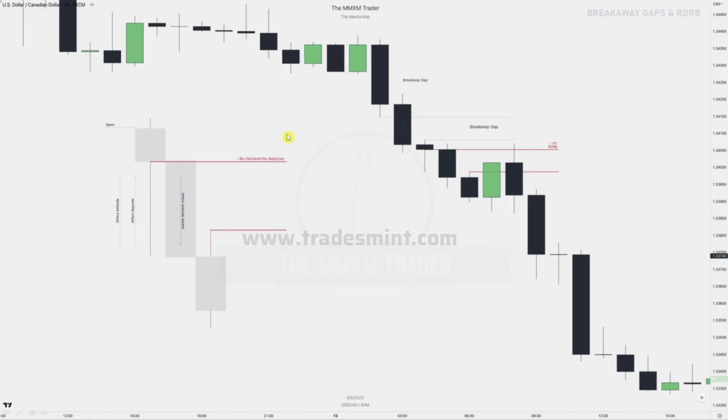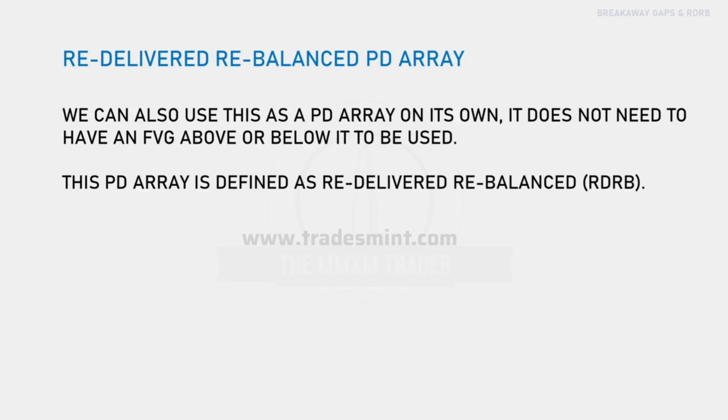Really study this depiction over here, this little schematic: down, up, and down. And for bullish, up, down, and up. We can see it over here. We can also use this as a PD array on its own, so it doesn't need to have a fair value gap above or below it to be used. This PD array is defined as a redelivered rebalanced, so we use RD, RB on our charts.